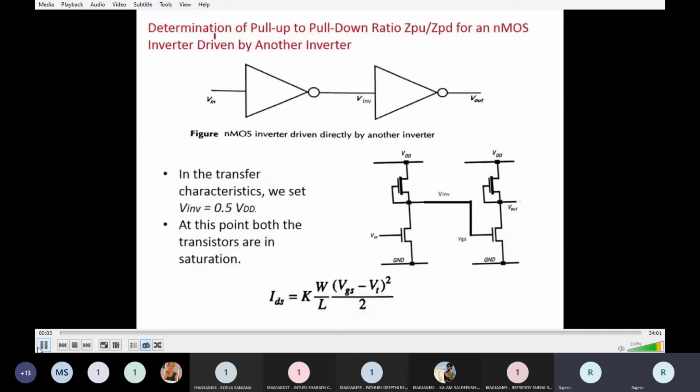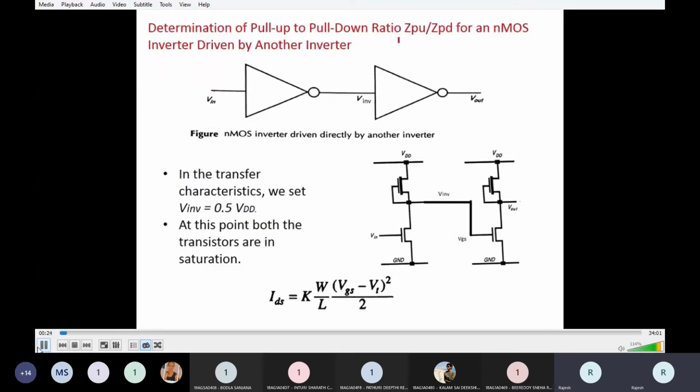Good morning. Today we are going to discuss the pull up to pull down ratio of an NMOS inverter driven by another inverter, alternate forms of pull up networks, CMOS inverter operation and its transfer characteristics, BiCMOS inverters and latch up condition.